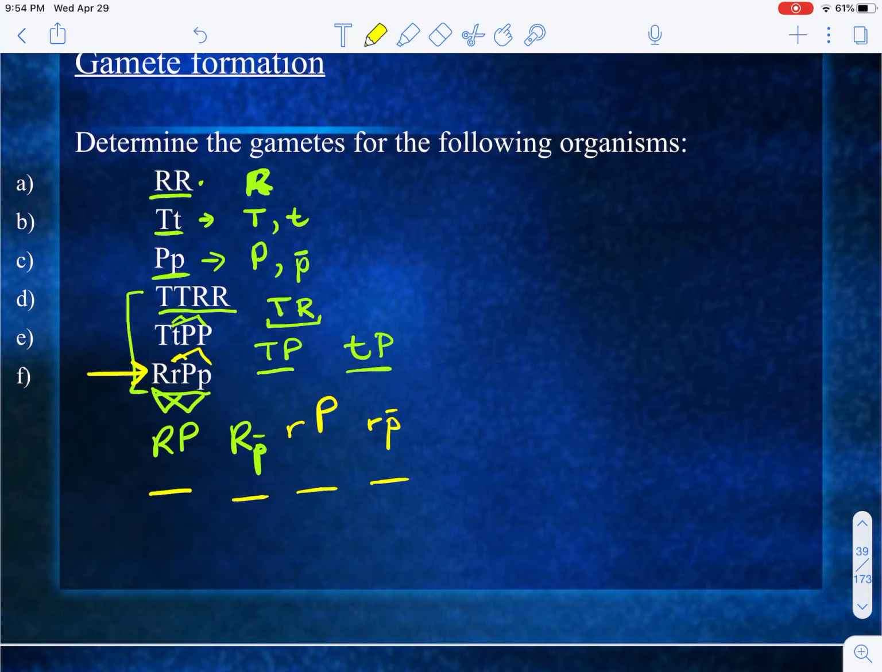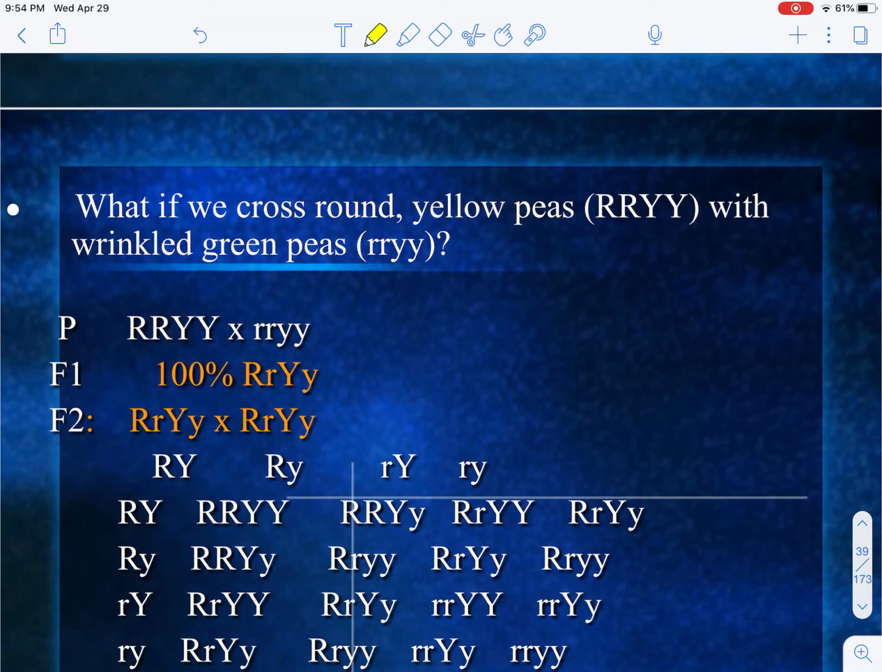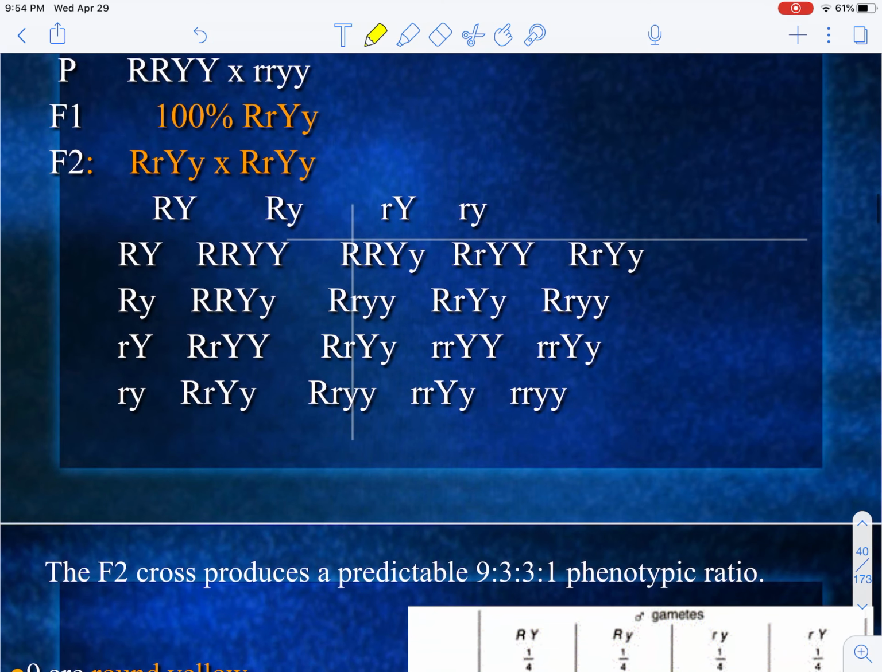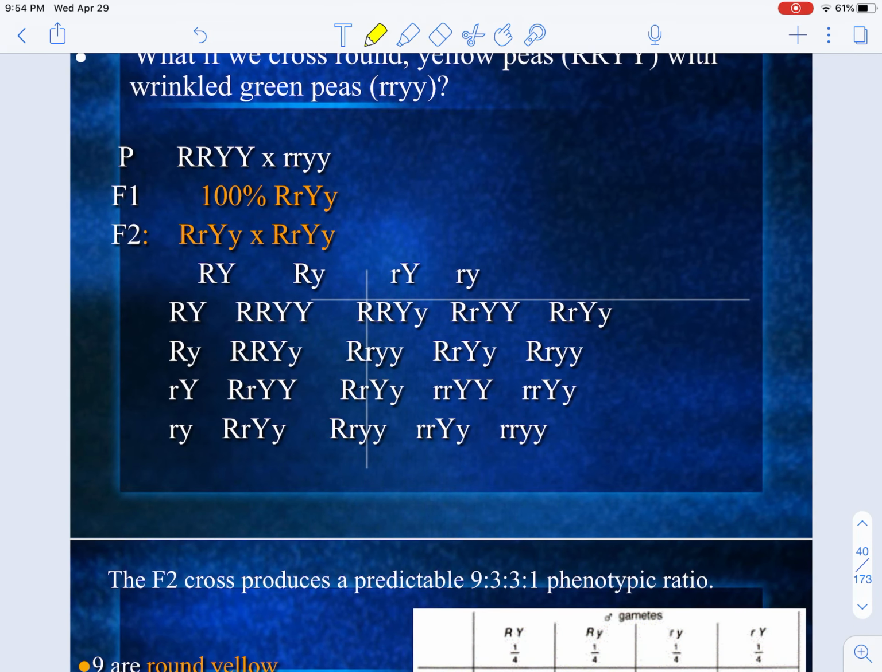And so these now are the 4 possible gamete combinations if you have a parent that is heterozygous for both traits. So there's a dominant and recessive for both traits. You know you're going to end up with 4 possible gametes. Okay, that's how you find out gametes.